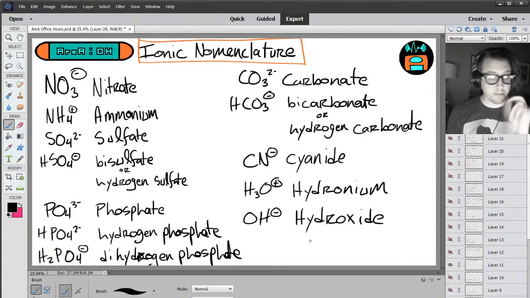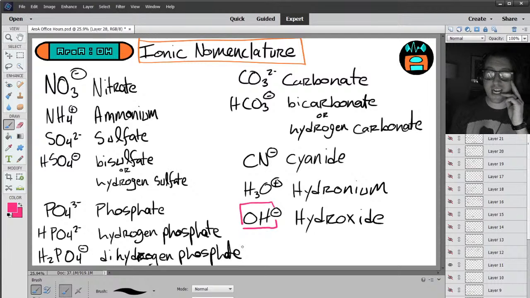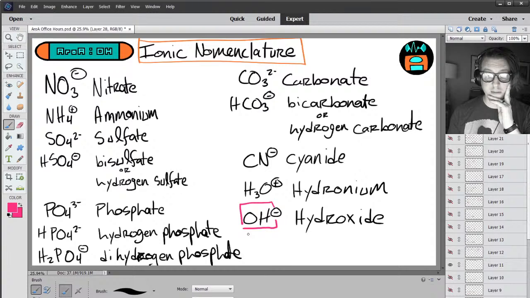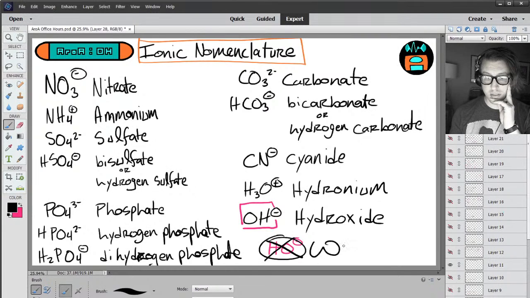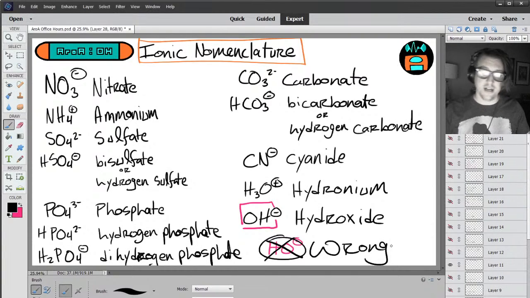All right, and something that I have to stress is the atomic order in these is important. And I don't know why, but I run into this problem a lot. Hydroxide is OH with a charge of -1. Don't ever write it HO with a charge of -1. This is always wrong. And if you're wondering why it's wrong, it's the simple fact hydroxide ain't no ho. Okay, it's OH. It's not HO. So don't ever do it like that.